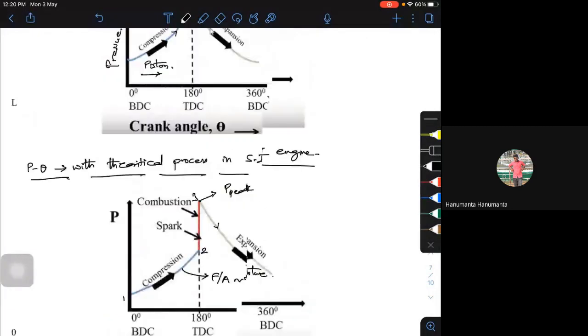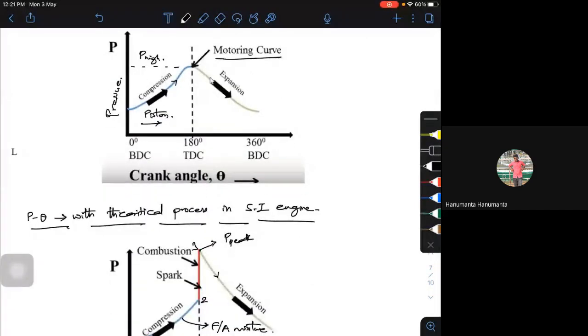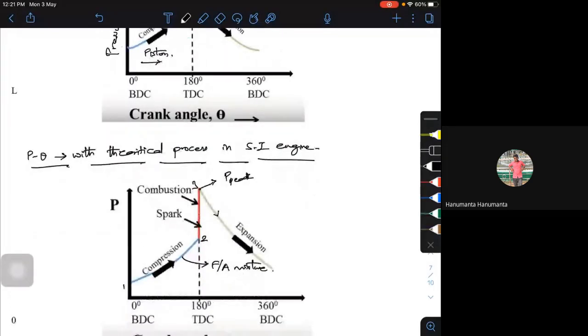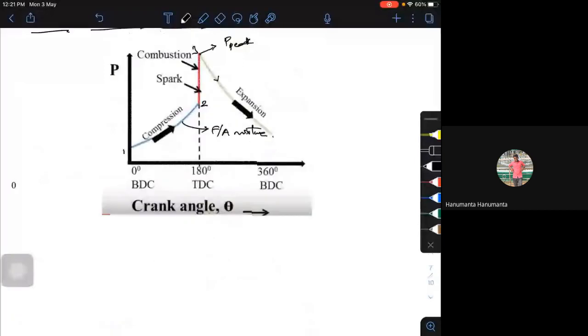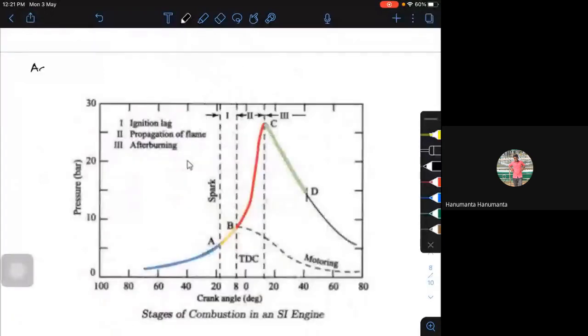If I don't have any combustion, that is called a motoring curve. If I have the combustion process done in a theoretical manner, the P theta diagram will look something like this. But what happens in an actual P theta diagram showing the combustion for an SI engine? This is what it looks like.